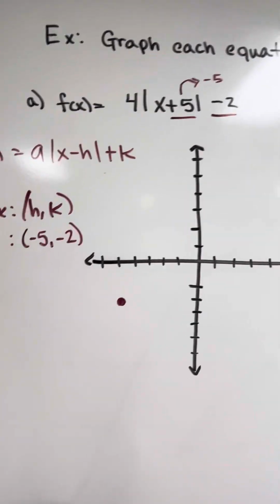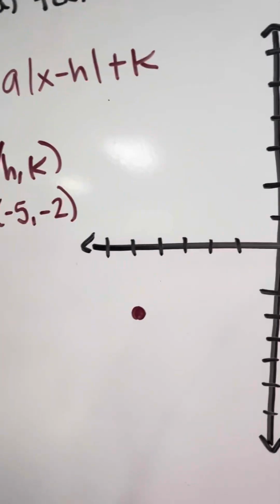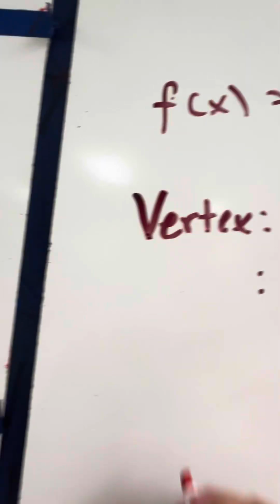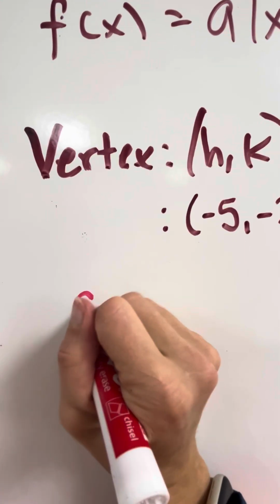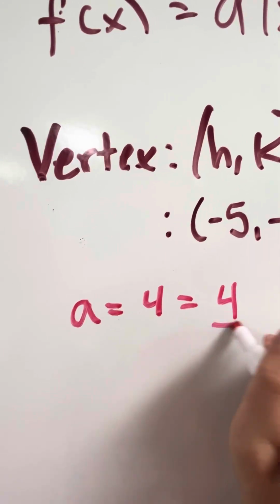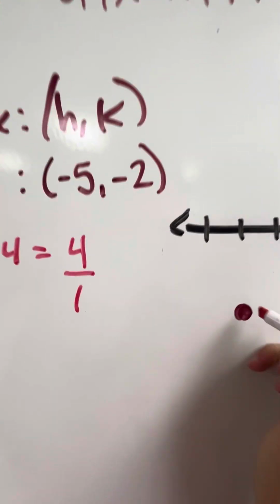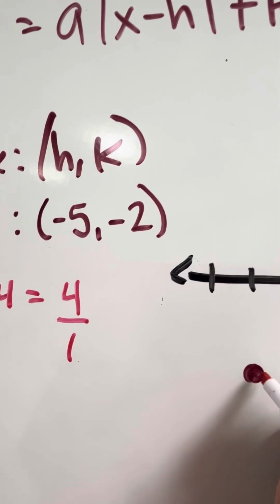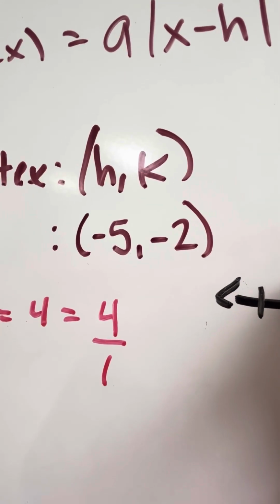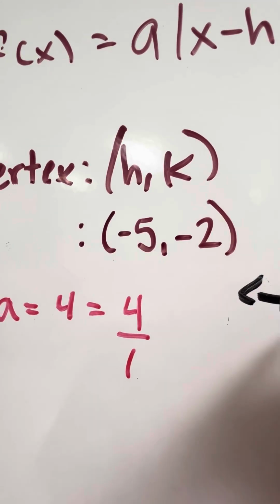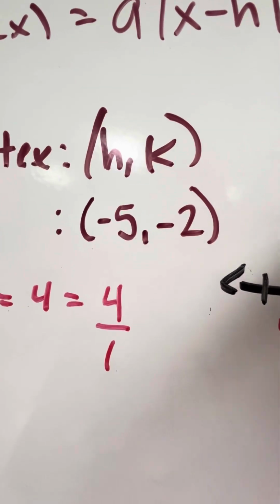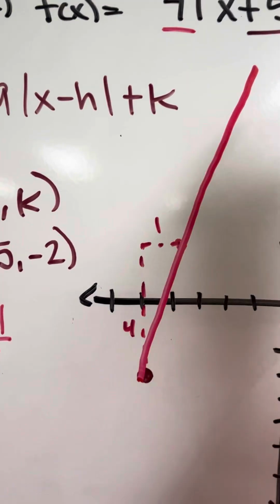That A value, remember, that means that it's a vertical stretch. We're going to use that A value, 4, to be our slope. So A is equal to 4, which means we're going to graph it as 4/1, just like how you graph lines. So from the vertex, I'm going up 4, 1, 2, 3, 4, over 1. So up 4/1. And that's going to be 1/2 of the V.